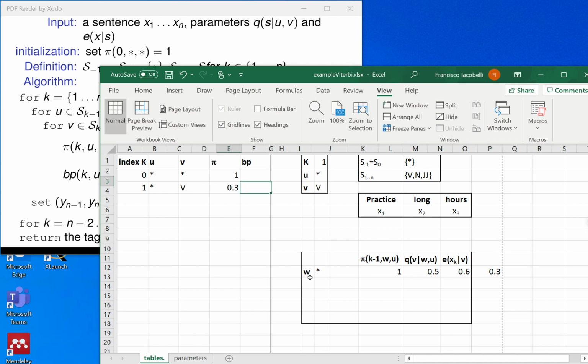0.3, right? And BP is actually the argmax. What value of W resulted in the 0.3? Well, the star, because there's no other value of W to be had. So we finish this inside loop here.